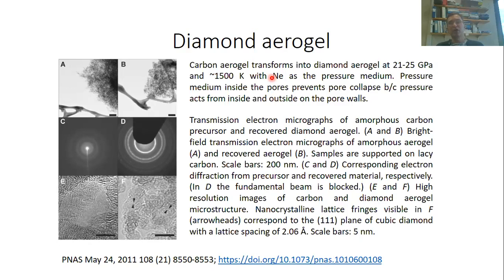And therefore the pressure actually only acts on the pore walls, okay, which then densify and form actually a diamond sp3 type carbon network without the pores of the aerogel collapsing, okay? So this way you can actually densify the pore walls without actually collapsing the pores, since the pore walls are actually surrounded.